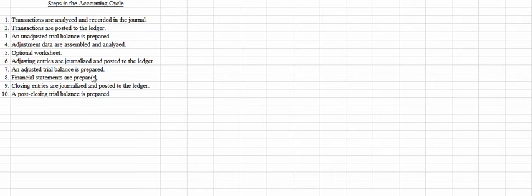Okay, we've prepared the financial statements. So now we'll start with closing entries. Closing entries are journalized and posted to the ledger. You guys, there are two purposes in making closing journal entries.